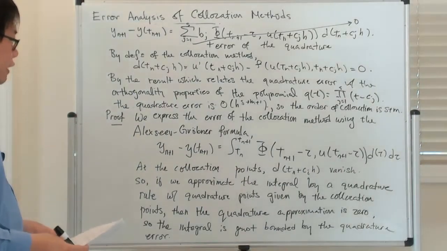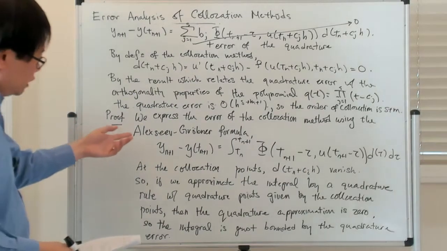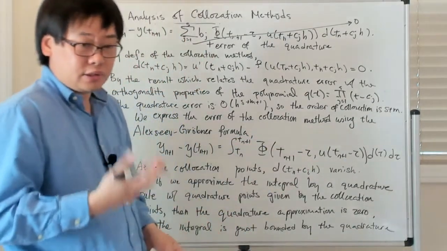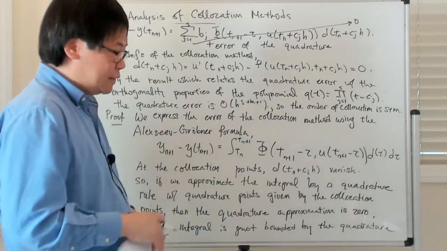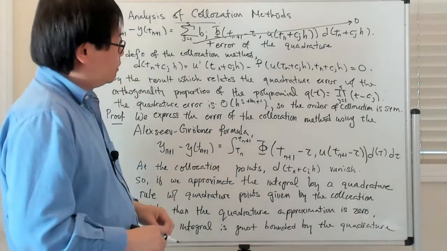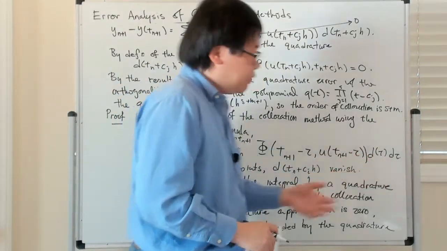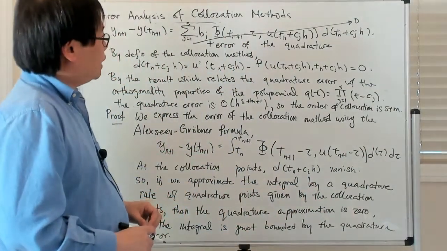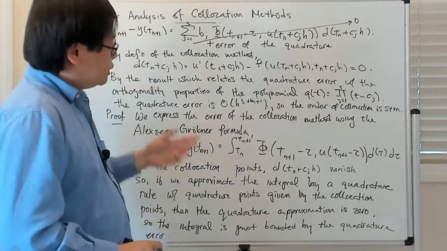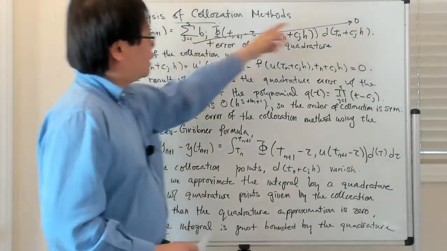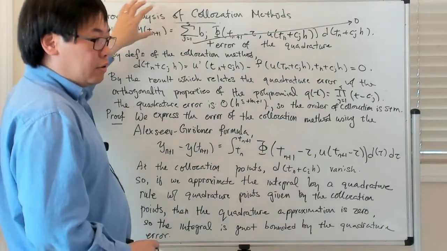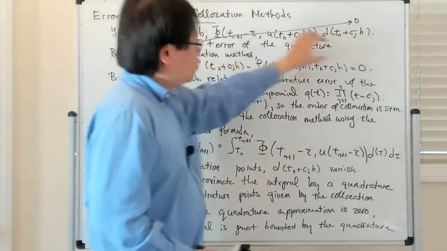This is a really nice way of proving things. It uses the Alekseev-Gröbner formula, and of course there's this unknown matrix, which is in principle difficult to compute because it requires you to solve the differential equation. But because you have this collocation method for which the defect vanishes at a bunch of points, you can use those points as the quadrature points to approximate this integral. The quadrature approximation of that integral then vanishes, and you're left with an expression which relates the local error of your method with the quadrature error of that method.